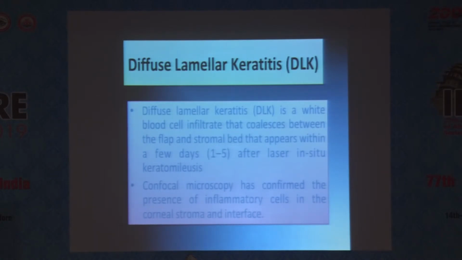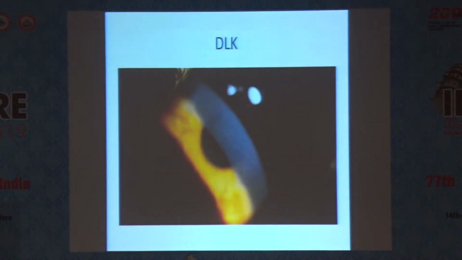DLK is a white blood cell infiltrate that coalesces between the flap and the stromal bed, that appears within the first few days, 1 to 5 days after Lasik. And confocal microscopy has confirmed the presence of inflammatory cells in the central stroma and interface. This is what a typical DLK looks like. You can see multiple small whitish infiltrates in the cornea.